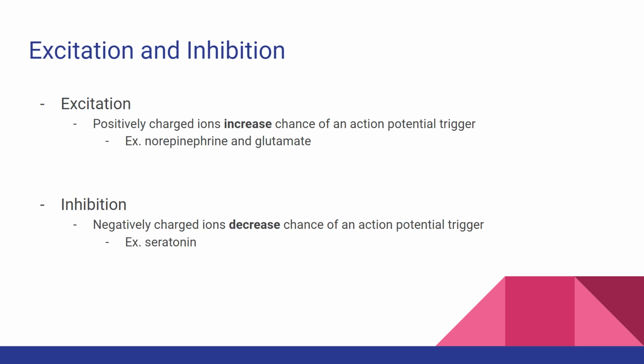Now we'll discuss inhibitory and excitatory neurotransmitters. When neurotransmitters attach at the postsynaptic receptors, they can either create excitation, which increases the likelihood of the postsynaptic neuron triggering an action potential because of an increase in positively charged ions, or they could create inhibition, which is the exact opposite, by decreasing the chance to trigger an action potential due to an increase in negatively charged ions.